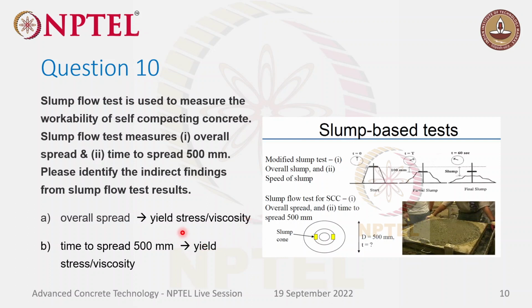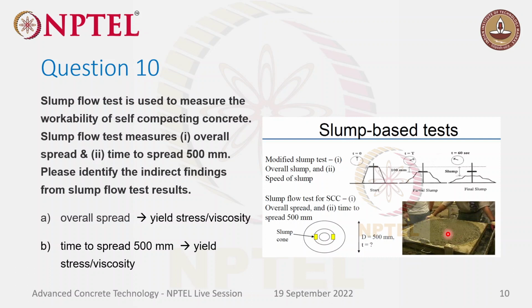So from here we can say that overall spread refers to yield stress, and the time to reach 500 mm refers to viscosity. And I have to say one thing here: even if the concrete is easily flowing and does not show any resistance to flow, there are more chances for bleeding as well.